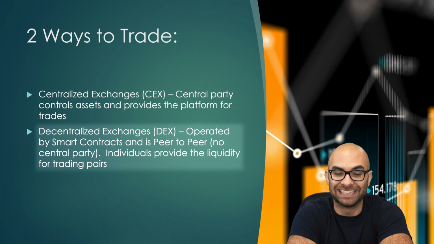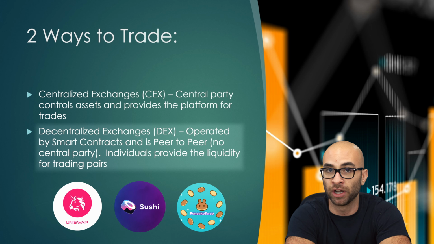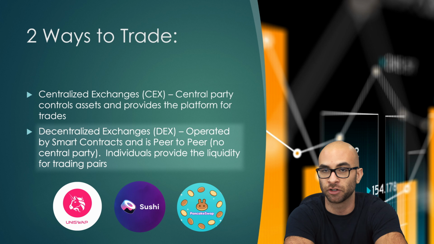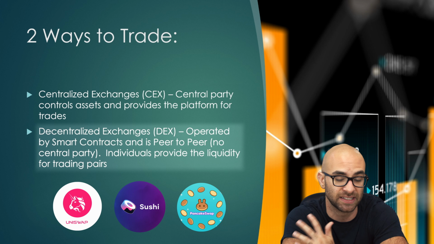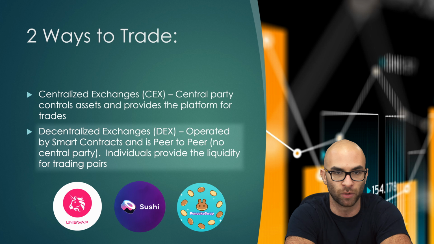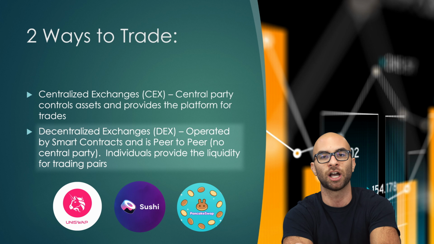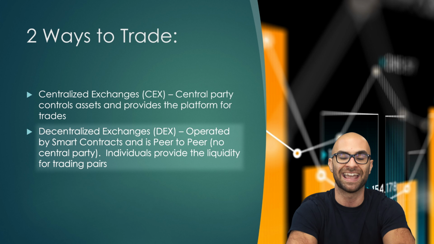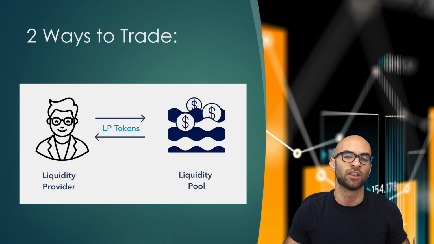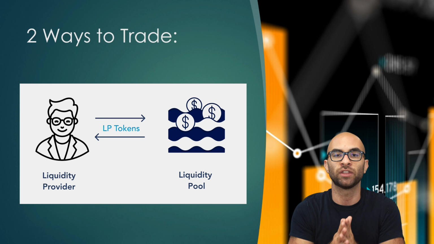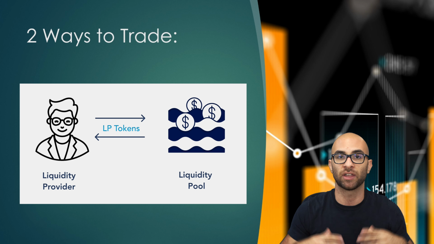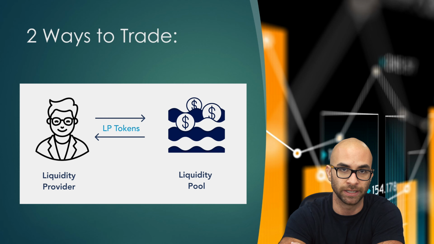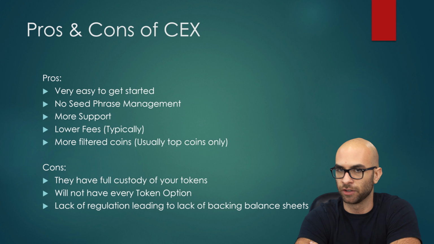The other way to trade is decentralized exchanges, which are operated by smart contracts on different decentralized applications, otherwise known as dApps. And this is all peer-to-peer with no central party. These smart contracts are operating on the blockchain itself and are fully transparent. And then individuals are the ones that are providing the liquidity for these different trading pairs rather than some sort of centralized authority. Now, what are the pros and cons of using a centralized exchange?